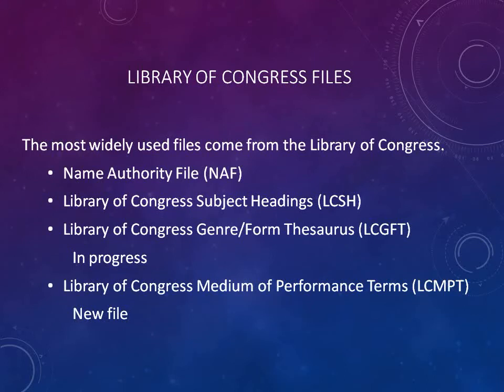The Library of Congress offers numerous authority files or controlled vocabularies. They can all be searched free of charge from the library's websites. The name authority file, or NAF, and the Library of Congress Subject Headings, or LCSH, are probably the most widely used authority files in the library community. The NAF itself contains over 8 million authority records, and the Library of Congress is adding to the vocabularies all the time. The Library of Congress Genre/Form Thesaurus is in progress at this time, and so new records are going to be added periodically. And there's a new file that just came out very recently, and that's the Library of Congress Medium of Performance Terms.